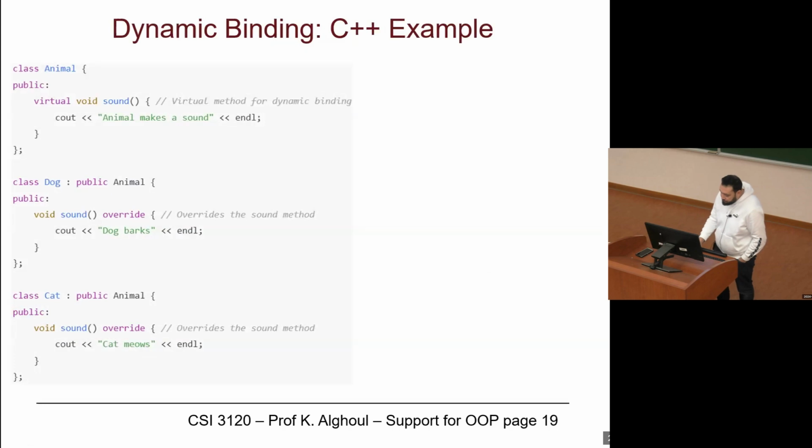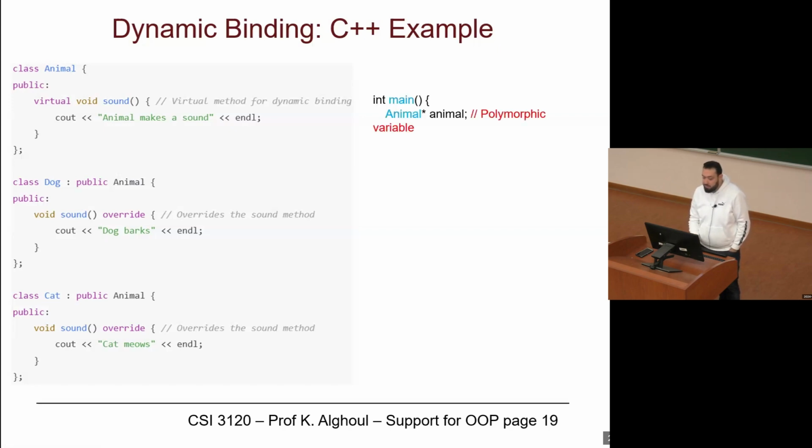So let's see. Here in this C++ example, I have a virtual method here for dynamic binding. So what will happen here, guys? If I have class animal, sound here is the same exact name, and it is going to override the class animal. If I have another one, the same exact one is going to override this. So this is kind of like polymorphism. In Java, there is another way to write this, of course, but this is a C++ example.